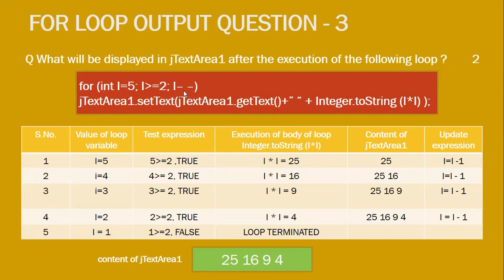Again, it will go to the update expression, that is I is equal to I minus 1. So now the value of I will become 1. Now as 1 is greater than or equal to 2, the expression is false, and as the expression becomes false, the loop will terminate. So lastly, the content of JTextArea1 is 25, 16, 9 and 4. So this will be displayed in JTextArea1.